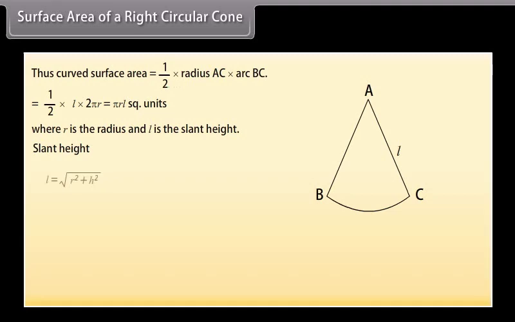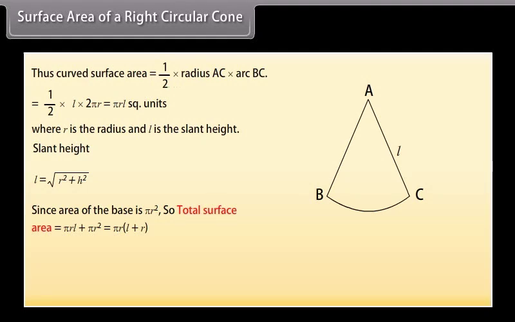And slant height L is equal to square root of r square plus h square. Since area of the base is pi r square, total surface area is equal to pi r L plus pi r square, which is equal to pi r into L plus r.